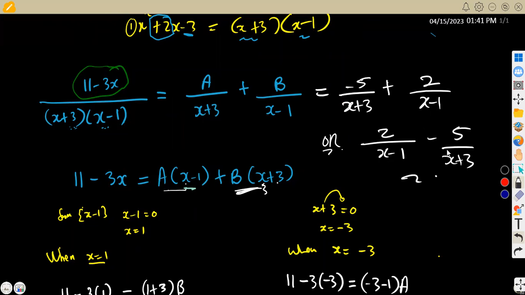Is it possible for you to factorize the denominator? If possible, you will have two or three brackets, whatever the number. Those are the linear factors that you are having. All right, so that was our first example.